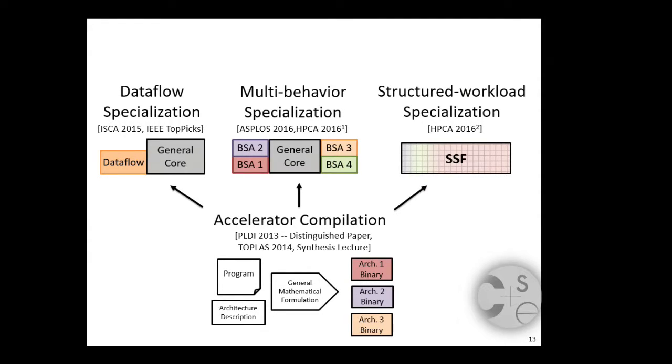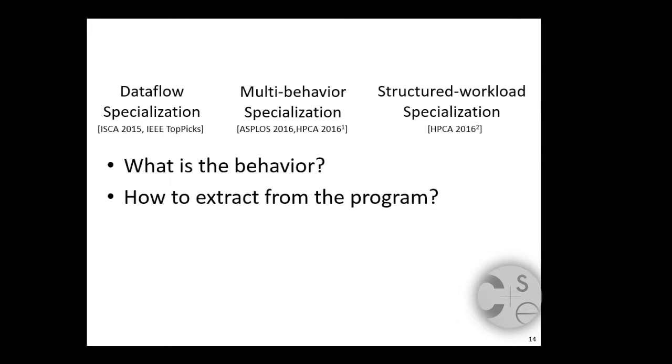In this talk, I'm going to focus on the behavior specialization aspect of the work, and for each of these, talk about the main challenges. So there's basically 4 main challenges. The first is figuring out what is the program behavior that we're going to specialize for, and why do we even think that we can create an architecture that's better.